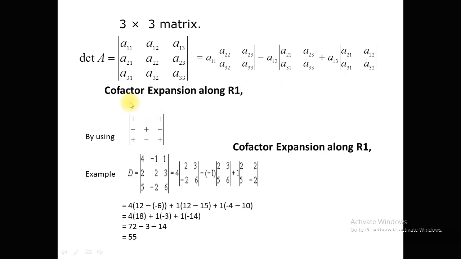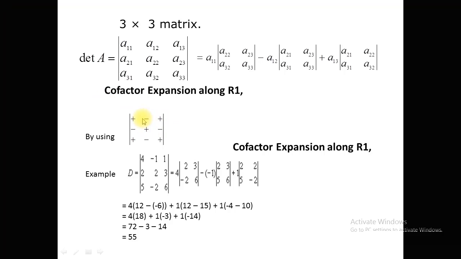So for example, here is an example of a 3 by 3 matrix. If you want to find the determinant of this matrix by using cofactor expansion along R1, the first entry of R1 is 4, so write 4 here and delete the first row and first column and obtain the minor matrix 2, 3, minus 2, 6. Again put a negative here. The second cofactor will be negative because we are working along the first row.